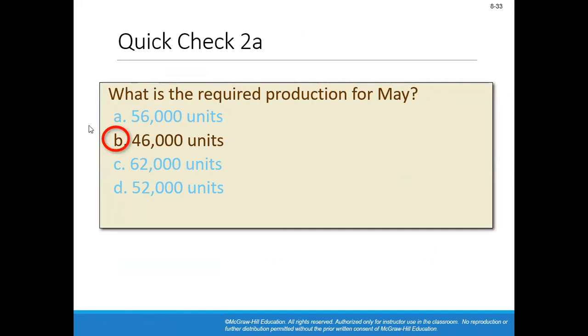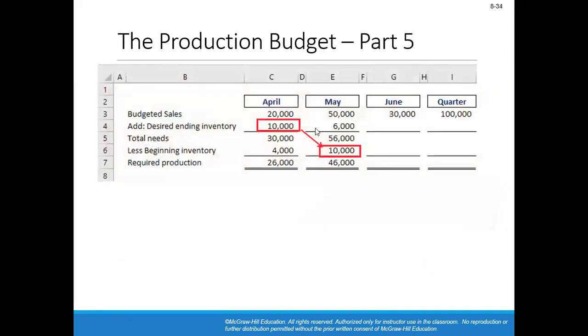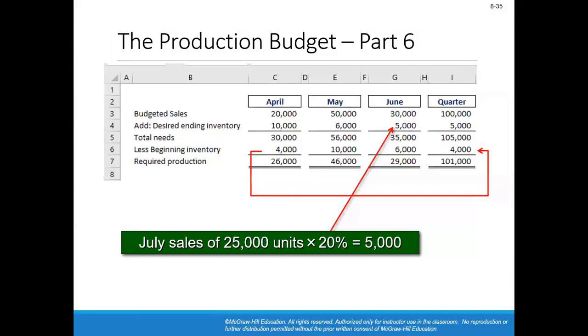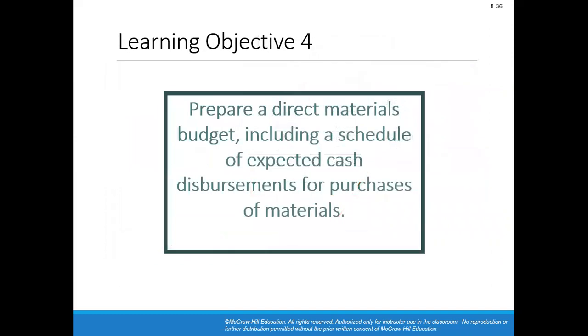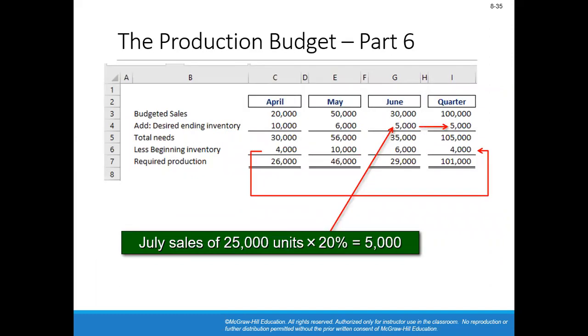Yeah, you have given the right answer. It is 46,000. So we have done it correctly, and we can complete it. Try to understand: for June, it is not the following month.